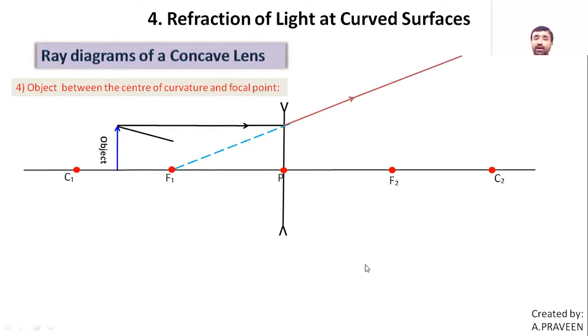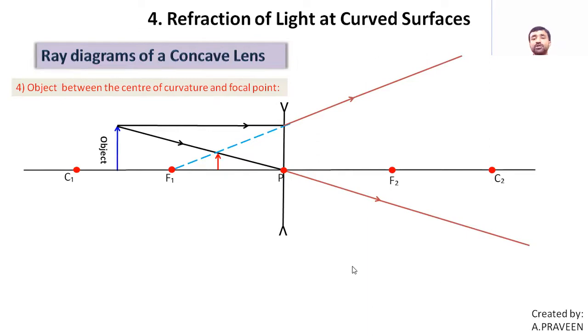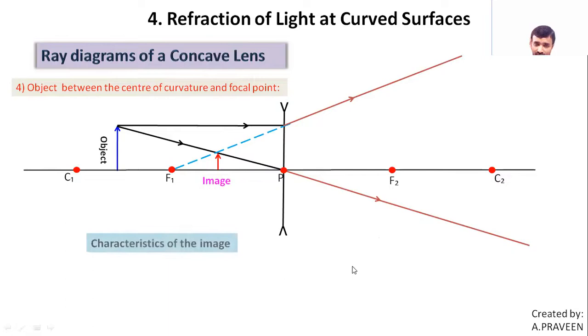Then the second one, the optic center. The ray through the optic center from the top of the object remains undeviated. So in this case also they never meet; they are diverging light rays. So a diverging point you will get. From there you draw the perpendicular onto the principal axis. Then we will write the characteristics: virtual image, erect image, diminished image, between pole and the focus.